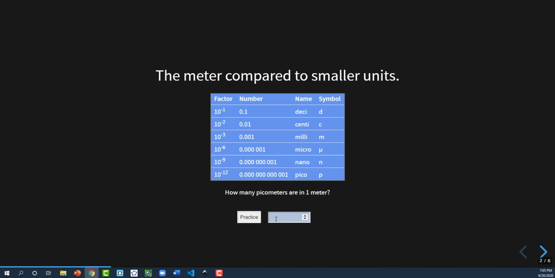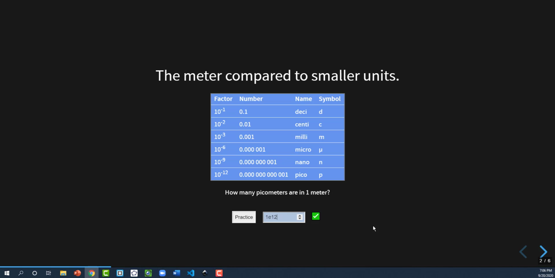Now I have a small problem. If I try to type in 12 zeros after the 1, I just might make a mistake. So here's a shortcut. I can do 1e12, and that means the same thing. This means 1 times 10 to the 12th, which is just 1 with 12 zeros following it.